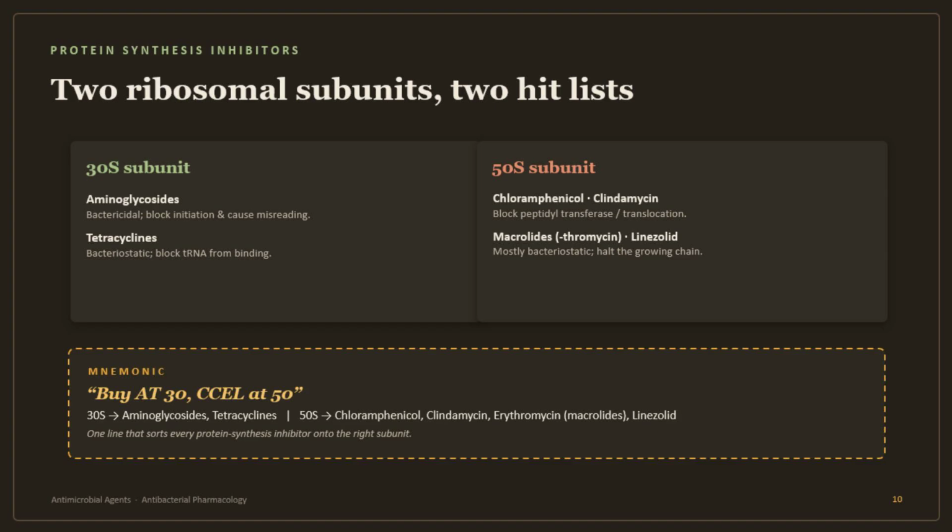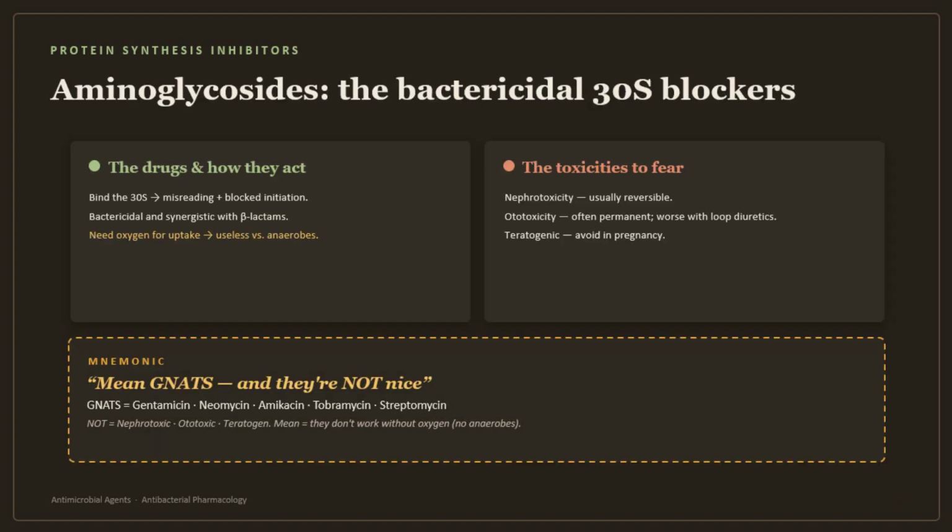Let's meet them individually. Let's spotlight the aminoglycosides, our bactericidal 30S blockers, because these are powerful, but they come with real baggage. Mechanism: they bind the 30S subunit, causing misreading and blocking initiation, and they are beautifully synergistic with beta-lactams. The two together hit harder than either alone. But here's a crucial quirk: they need oxygen to get inside the bacterium, which makes them useless against anaerobes. File that away, it's high yield.